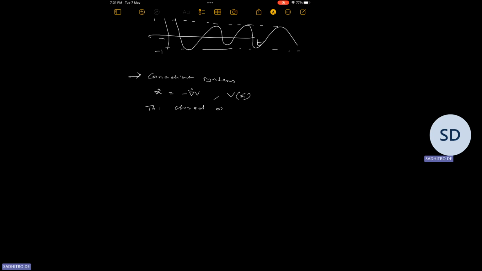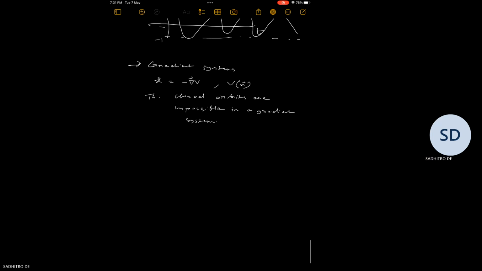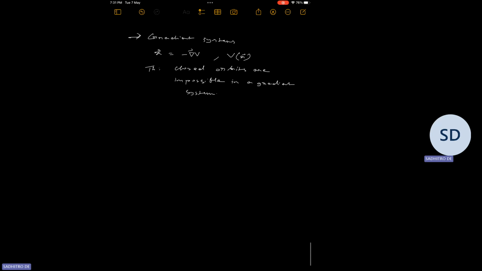closed orbits are impossible in a gradient system. Okay, why? So we can prove this by contradiction.